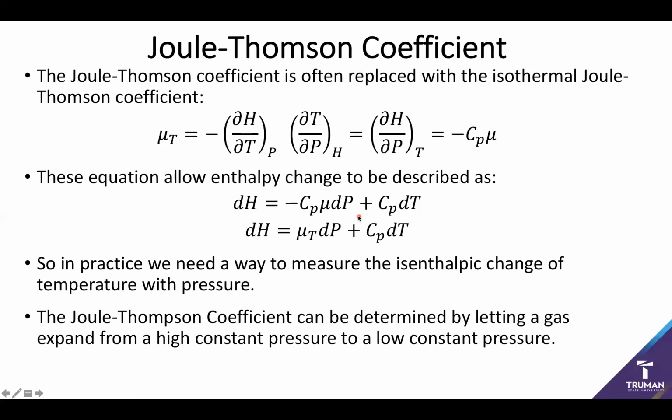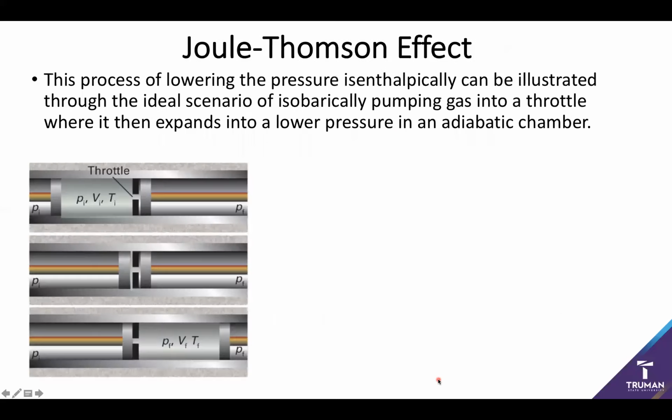So in practice, what we often are able to do is measure our Joule-Thomson coefficient by letting a gas expand from a high constant pressure to a low constant pressure. So we're dropping our pressure, and then we're going to measure the temperature change. But we need to go ahead and prove that this is going to occur under isenthalpic situations.